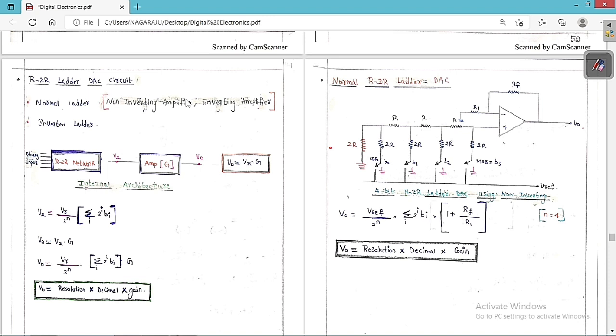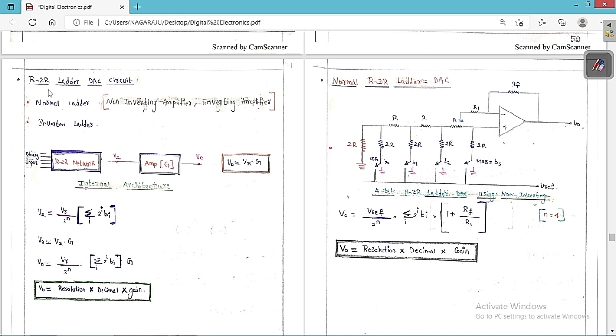Now we are going to discuss the R2R ladder type DAC. I already told you about it just now, but now we will look somewhat deeper and analyze something more about it. Basically we are going to have two things in this: the normal ladder, which uses a non-inverting amplifier, and the inverted ladder, which uses an inverting amplifier. We are going to discuss these two circuits in this R2R ladder type DAC.